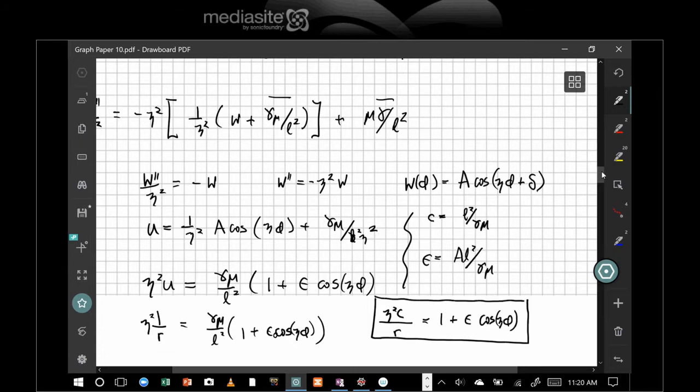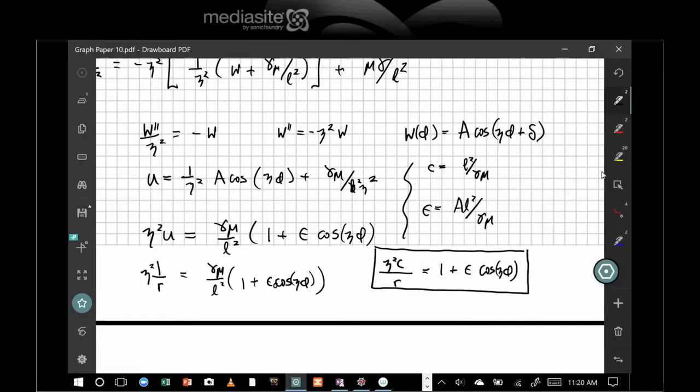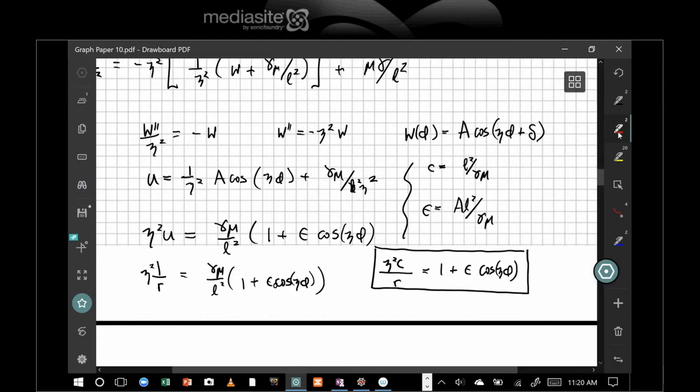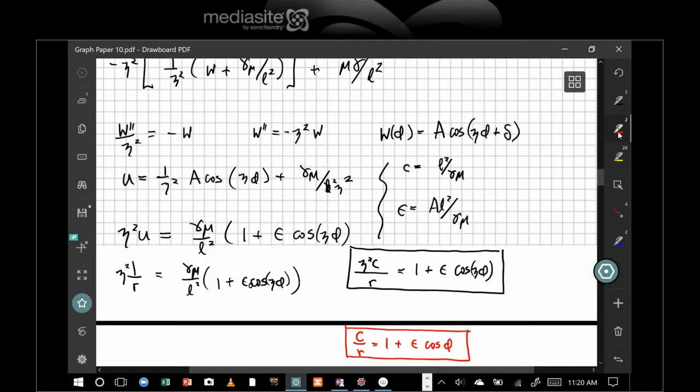Now, what did we get for the Kepler problem? We got the same result, except what I showed there. Let me write it below. I showed that C over R is equal to 1 plus epsilon cosine of phi. That's what we showed for the Kepler problem. And that makes sense, because for eta, remember, if there's no cubic term, then eta squared will equal 1. And that's where we get the Kepler problem.